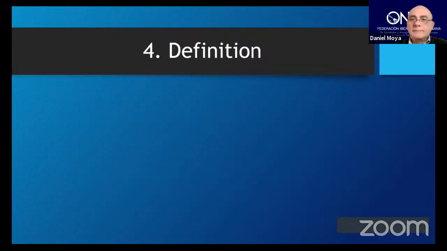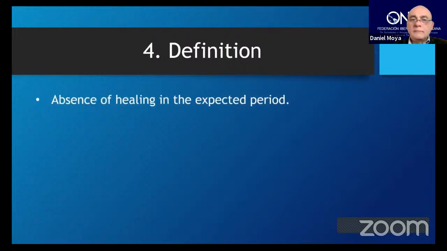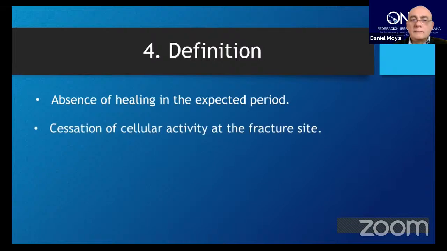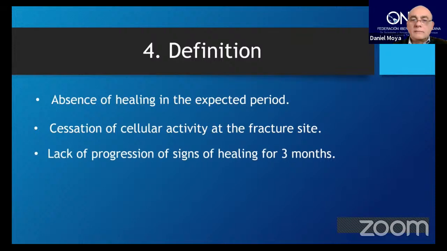There is also dispute about how we define a non-union. We could say that it is the absence of healing in the expected period. This is correct, but unspecific. We could also say that it is the cessation of cellular activity in the fracture site. Correct again, but impossible to verify in daily practice. The lack of signs of healing for 3 months is easier to verify radiographically, but very subjective.